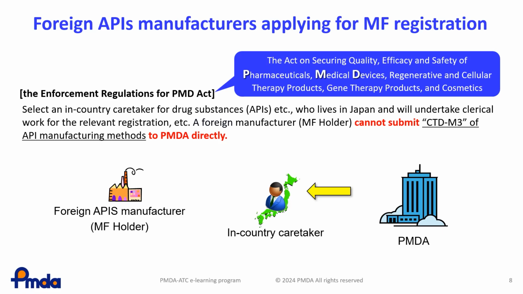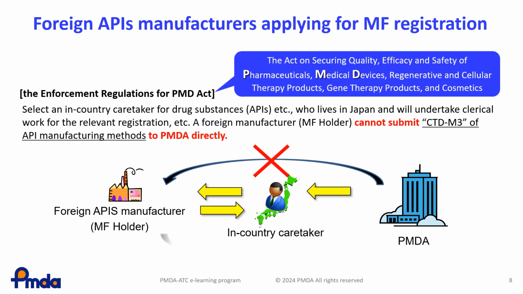The yellow arrows from PMDA indicate the sending of inquiries during the review. The inquiries are not sent directly to the master file registrant from PMDA. The in-country caretaker sends inquiries to the registrant. Responses to the inquiries are also submitted to PMDA through the in-country caretaker.